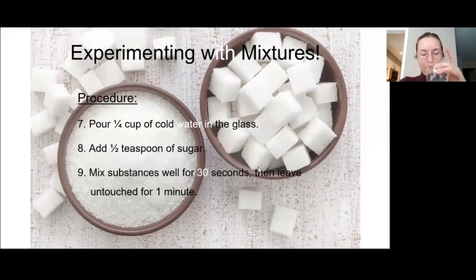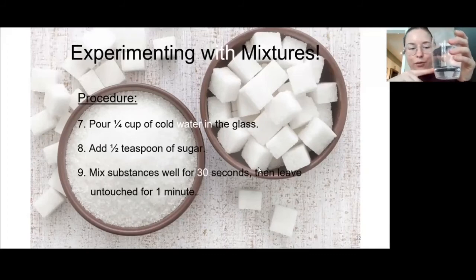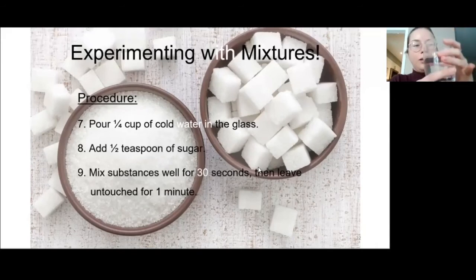And then when you come back, what you should be seeing is that there's a bit of sugar particles just laying at the bottom of the glass. So it might be hard to see in my camera, but I have a bit of sugar on the bottom. So does this tell us it's heterogeneous or homogeneous? So we would say heterogeneous, right? Since we're able to distinguish between the sugar and the water.